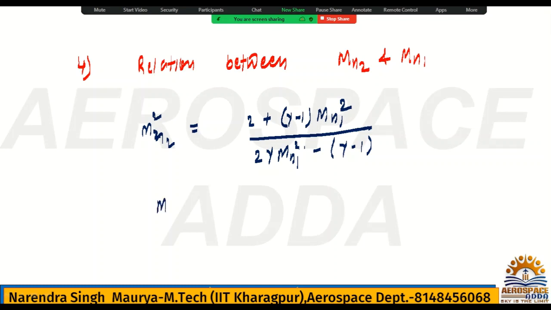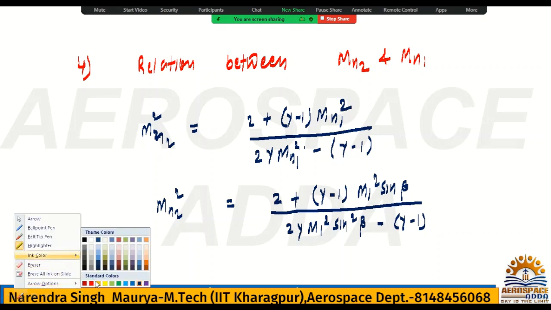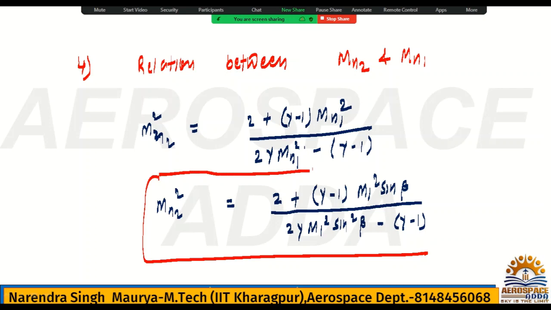So what will be Mn2 square? It is nothing but 2 plus gamma minus 1 times Mn1 square, and Mn1 square is nothing but M1 square sin square beta, divided by 2 gamma M1 square sin square beta minus gamma. This is the value of Mn2. Just like normal shock, instead of M1, I am writing Mn1. And why is it so? By the diagram I have already explained. That's the reason I had drawn the diagram. So I hope this one is clear to you.